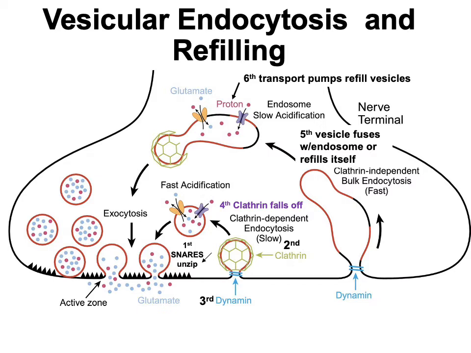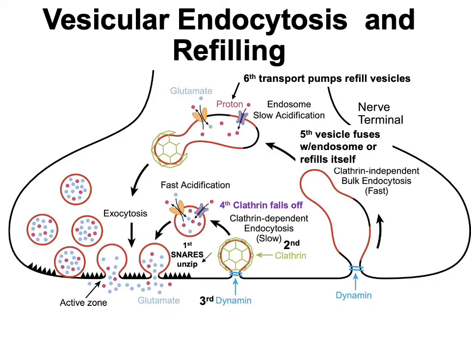One is a proton pump, and the other is a proton neurotransmitter exchange. So it will use the proton pump to pump in a whole bunch of hydrogen ions, and then it'll do an exchange of hydrogen ions with neurotransmitters that are in the cytoplasm, and it'll fill itself with neurotransmitters.